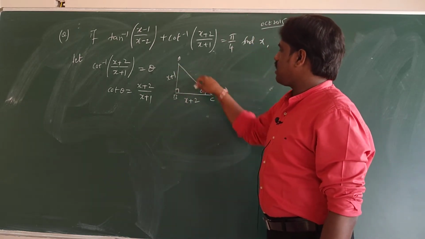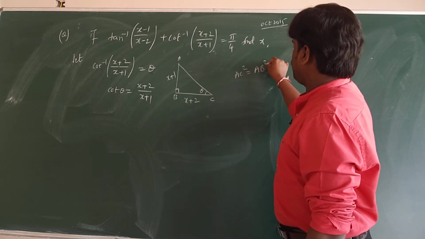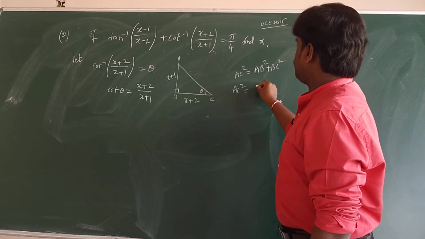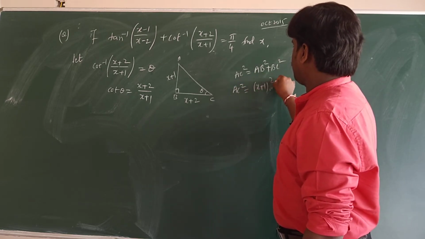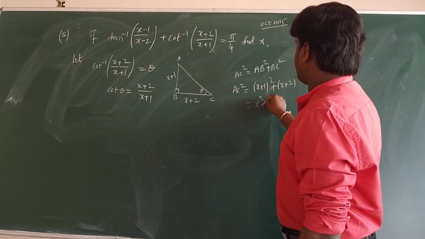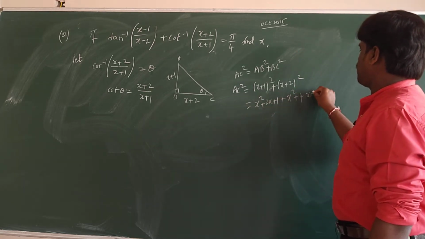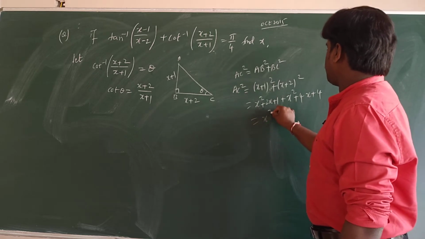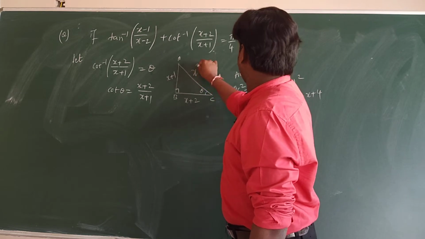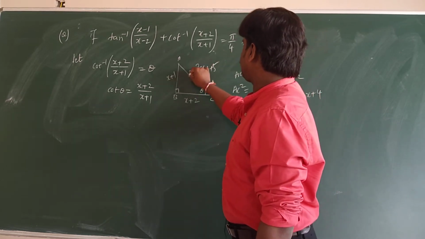Then what is AC? AC square is nothing but AB square plus BC square. So AC square will be x plus 1 whole square plus x plus 2 whole square. If I expand this, x square plus 2x plus 1 plus x square plus 4x plus 4. Finally, I get 2x square plus 6x plus 5.